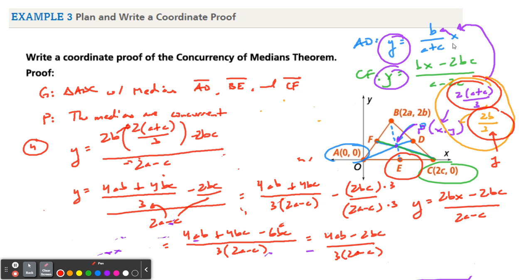And from the top here, we can take out a 2 and a b. So we have 2b. We're left with a 2a minus c all over 3 times 2a minus c. And because we have 2a minus c on top and bottom, they cancel, and we get our nice 2b over 3. And we're done. By doing that, we proved that P is on all the medians, which means they are concurrent at that point P.